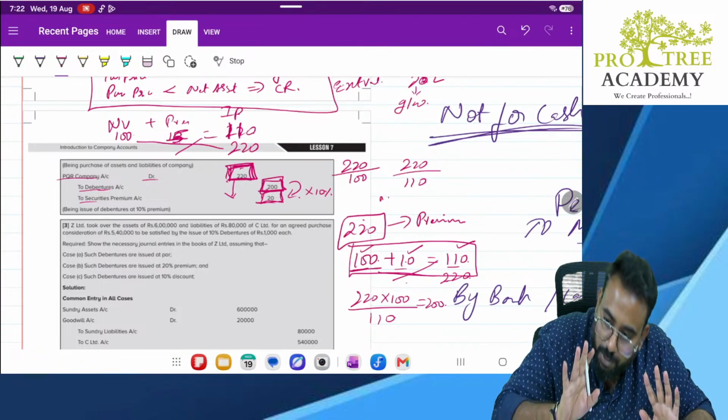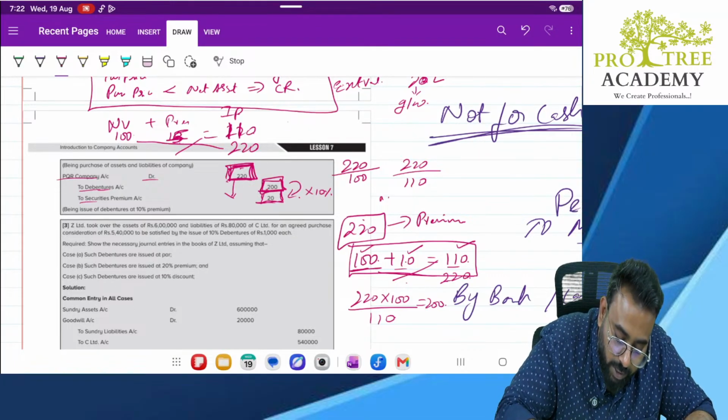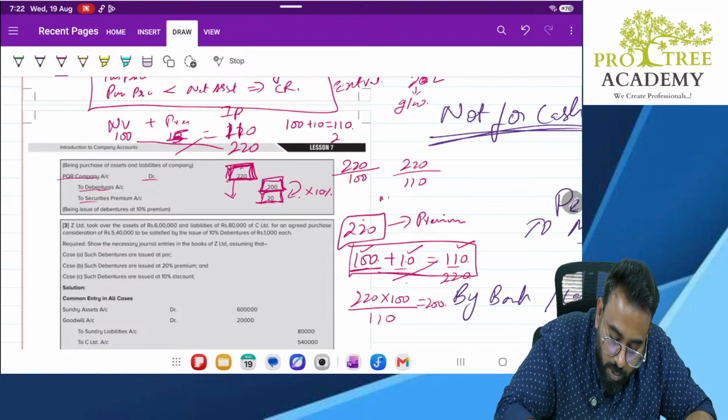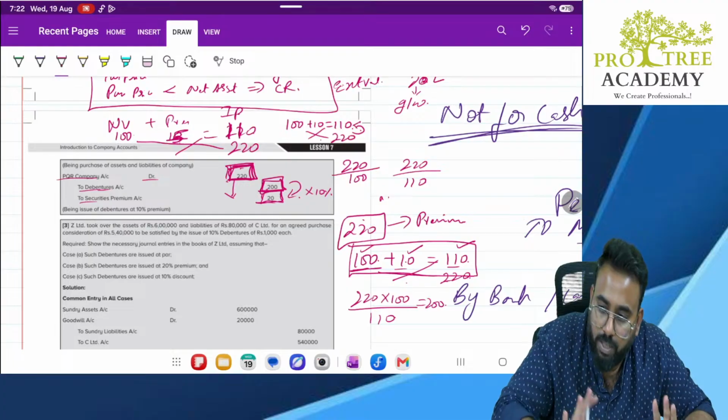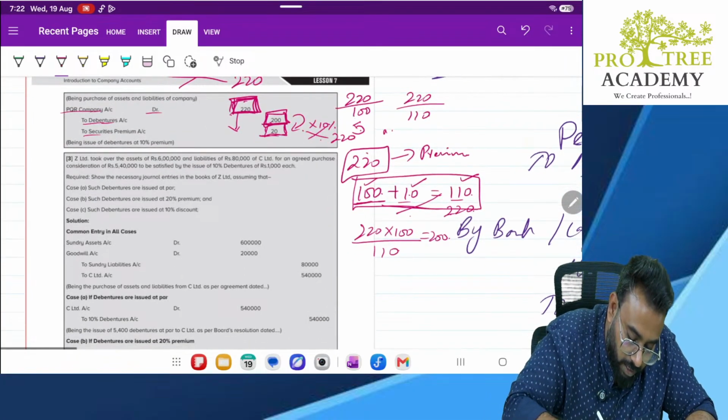What is given in the question? Use the same premium. In the current question, it was 100 plus 10 is equal to 110. So 220 represents this. Correct? So you can cross multiply and find out the answer. Next, third.